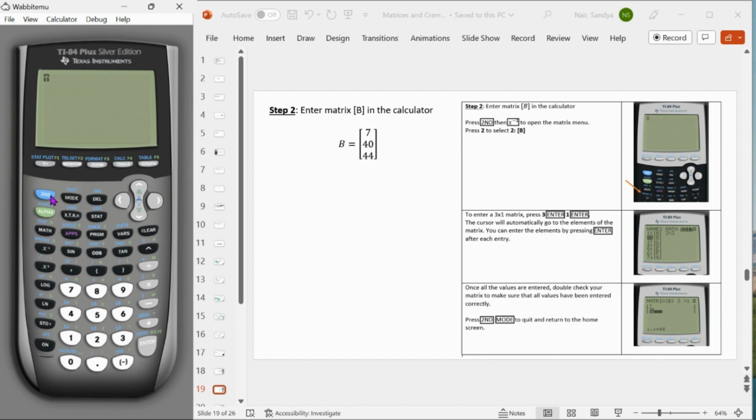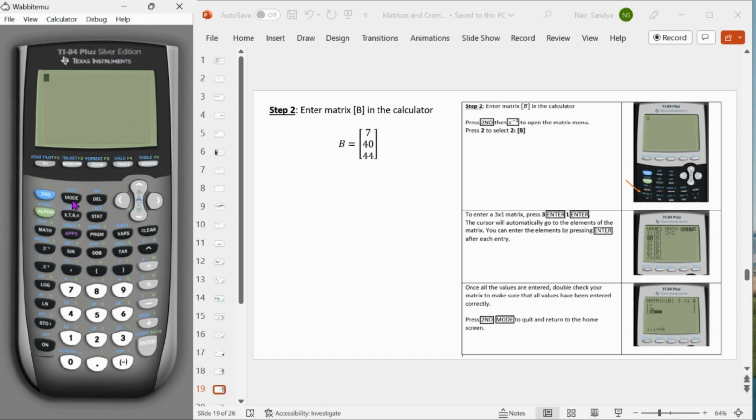So once again, I'm going to open the matrix menu, so second matrix, and then arrow twice to edit. So I'm going to choose 2 now because I'm going to be entering B. And then remember, B is a 3 by 1 matrix. Okay, so first tell it the dimensions, and then I'm going to enter the elements. So 7, 40, and 44. Okay, so now everything looks good, so I'm going to return to the home screen.